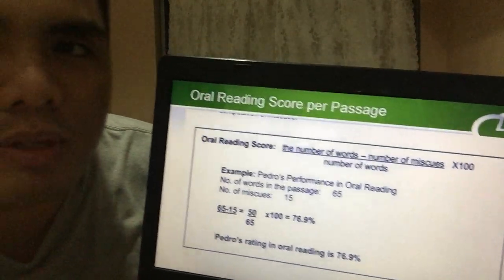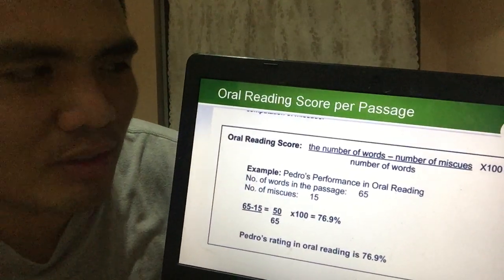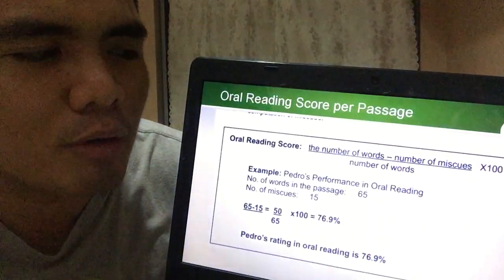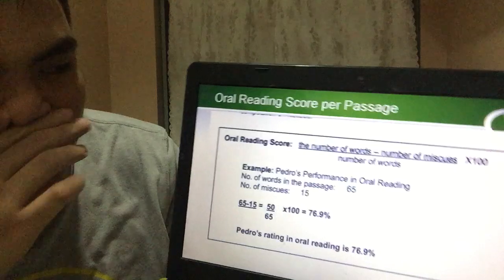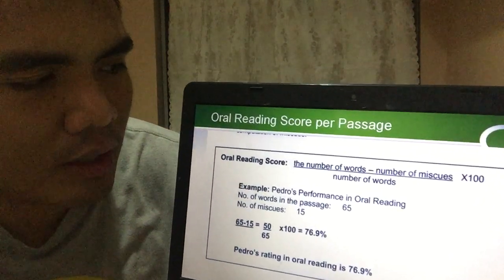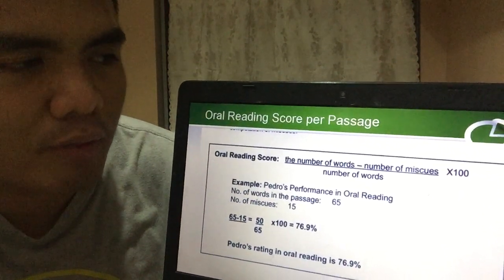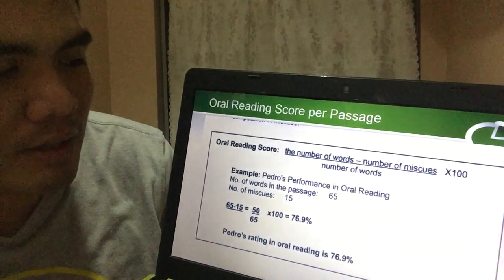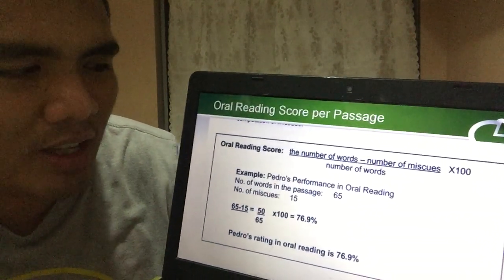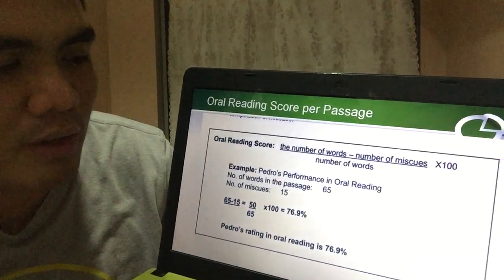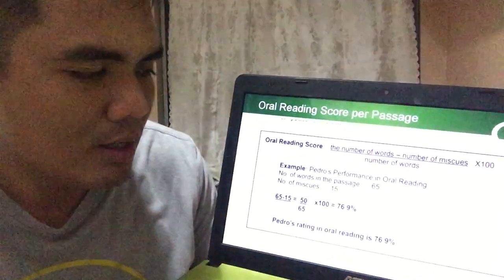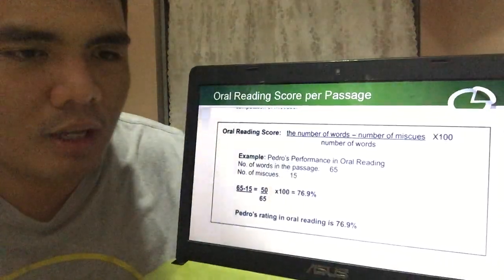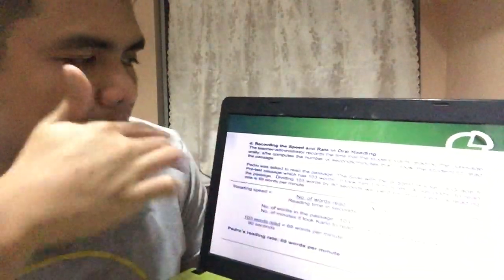May pagkamath po ito. Medyo masakit sa ulo, mga kaibigan. Pasensya na po. I know we are reading teachers, but bakit po may math dito? May computation pong nagaganap. So here, for the oral reading score of the kid, we have the number of words minus the number of miscues over the number of words times 100. For instance, Pedro's performance in oral reading: the number of words is only 65 and there are 15 mistakes. So, 50 over 65 times 100, 76.9. That is not good.